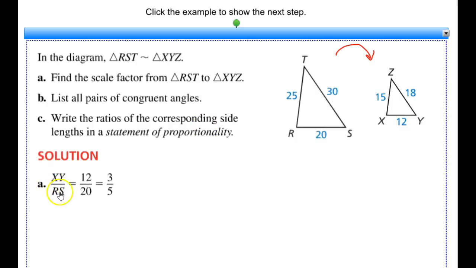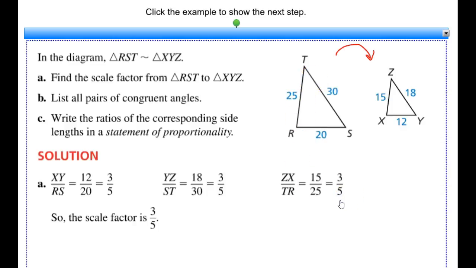First I want to write my ratios out. I'm going to look at XY, which is 12, and RS, its corresponding side length, which is 20, and then I can simplify that to 3/5. And I just want to double check. I take my YZ, which is 18, and its corresponding side, which is 30, 3/5. And I finally check my last side, my ZX, and my TR, and it's also 3/5. So my scale factor is 3/5. That tells me I'd multiply the big one times 3/5 to get the little one. I know that because all of my ratios are the same. So I know for sure also that we have similar triangles.